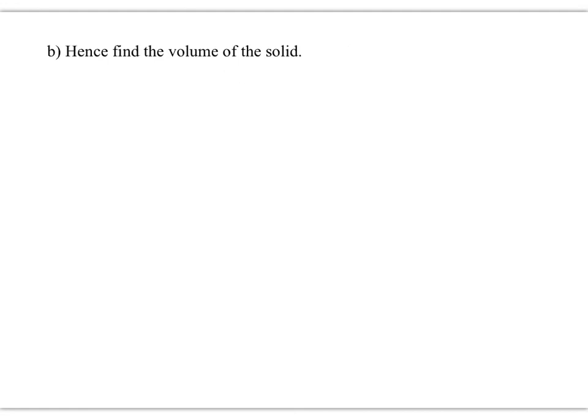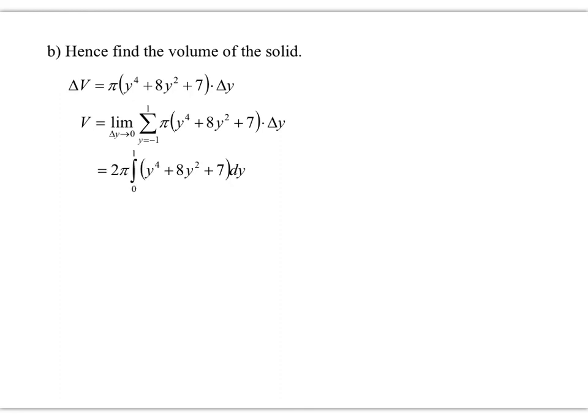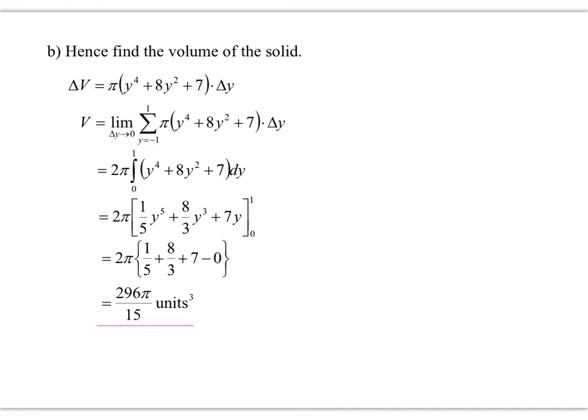Part B, find the volume. So area times a height, and that height is delta y. There's our volume going from -1 to +1. Because it is symmetrical about the x-axis, we can just look at going from 0 to 1 and doubling that. When we do that, we just integrate, sub in 0 and 1, and there's our exact answer in terms of pi. So that particular volume is the first part.